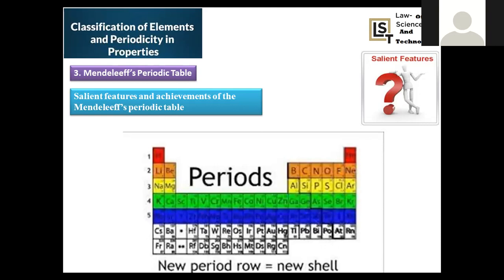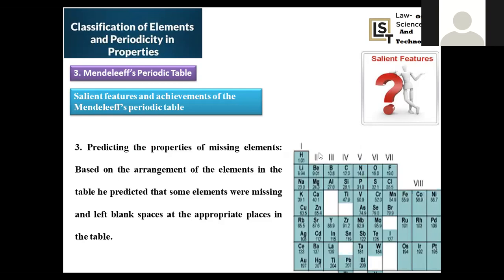When we enter a new period, a new shell will be started. That means a new principal quantum number will be added. For example, hydrogen has 1s1. When you move on to lithium, a second period element, 2s1. That means the quantum number increased. From lithium to sodium, what happens? It will become 3s1. That means one more principal quantum number got added. That is nothing but a new period started with a new shell. This is the system observed in the periods, left to right, the horizontal rows.